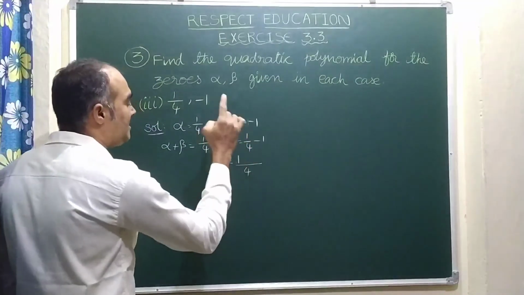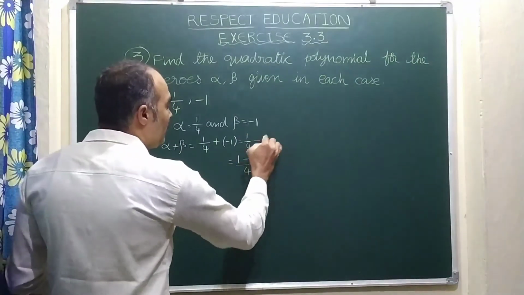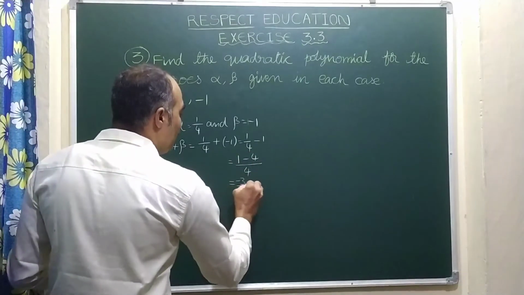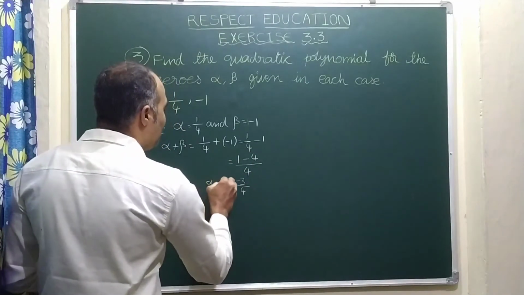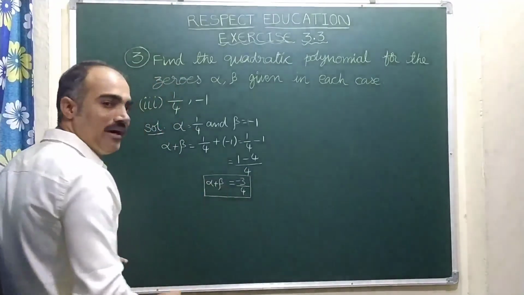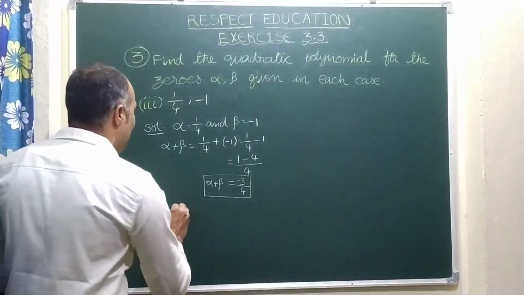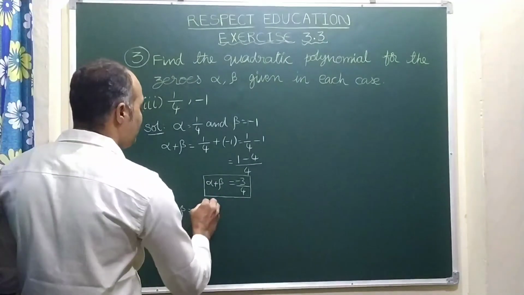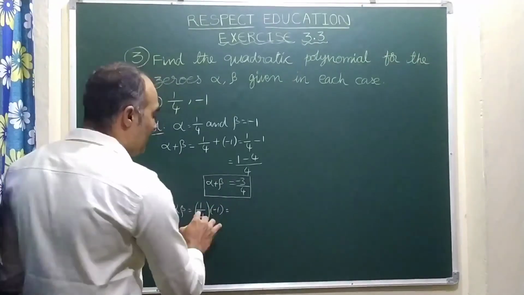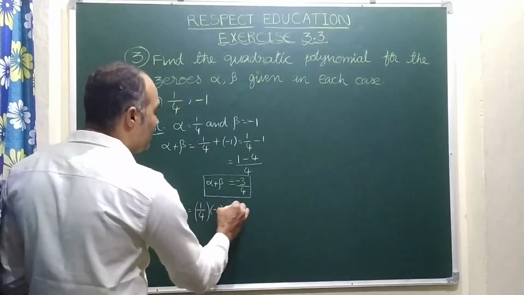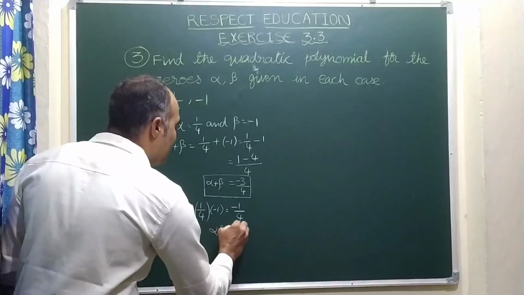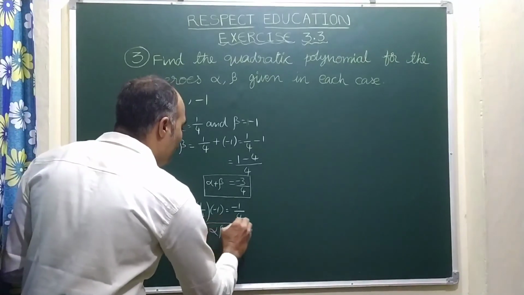So 1 can be written as it is, minus 4 1s are 4. So 1 minus 4 is minus 3. So here we get alpha plus beta is minus 3 by 4. Let us find now alpha into beta. Alpha is 1 by 4 into beta is minus 1. Here let us multiply numerators. 1 into minus 1 is minus 1 by 4. So here alpha into beta is minus 1 by 4.